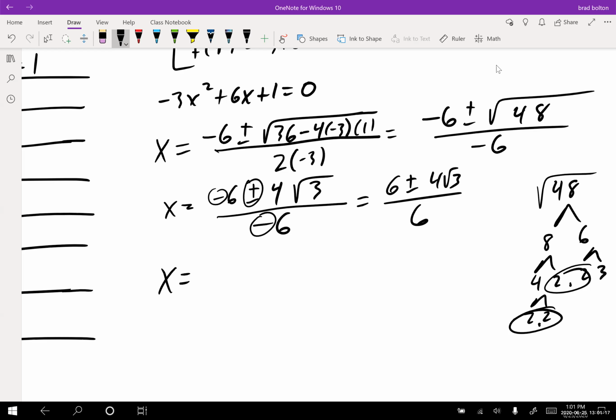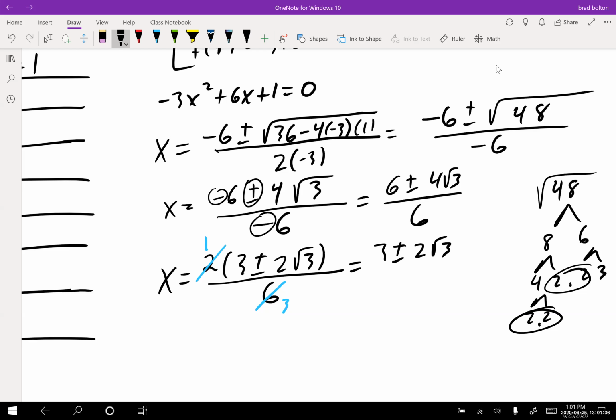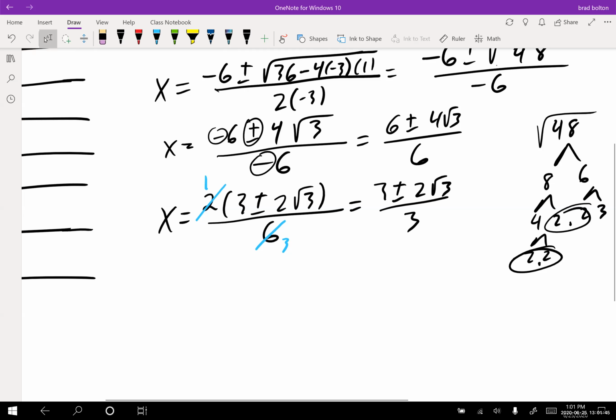So now I'm going to cancel. This will factor out a 2, and this will be 3 plus or minus 2 square roots of 3 all over 6. Now I can cancel this 2 with this 6. And this becomes 3 plus or minus 2 square roots of 3 over 3. Okay. So now that's technically the answer, but I may ask you to approximate.